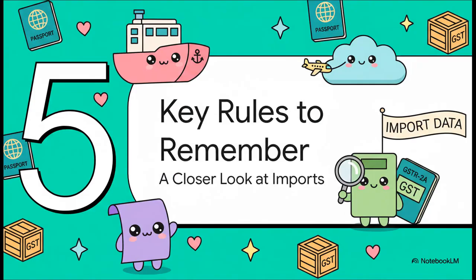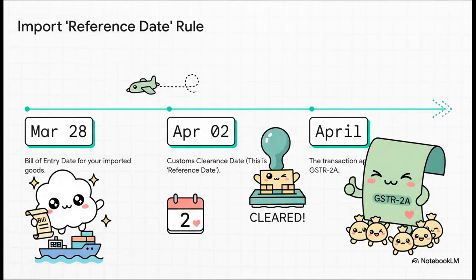All right, for our last section, let's zoom in on one specific area that can sometimes cause a little bit of confusion: the rules around when your import data actually shows up. This timeline really helps explain a crucial idea called the reference date. See, the date that matters for GSTR-2A isn't when the bill of entry was filed. It's the date customs actually cleared the goods. So in this example, a bill filed on March 28th that only got cleared on April 2nd is going to show up in your April GSTR-2A, not in March's.